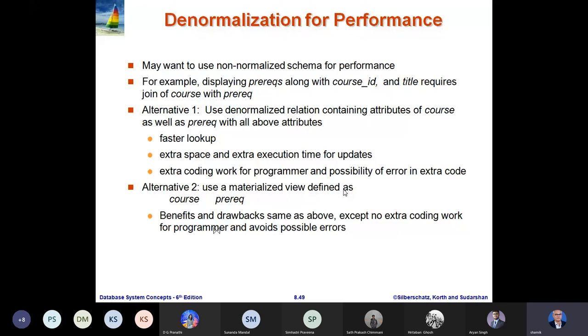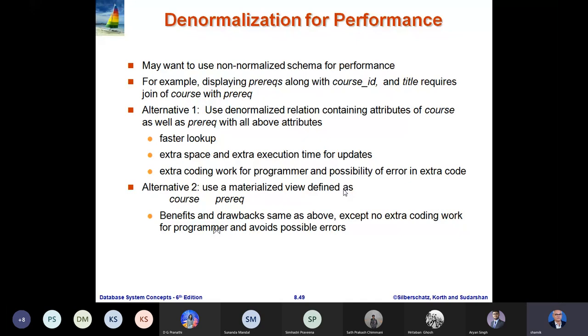We have seen these examples, such as the join with prerequisite to get the course ID and all. So what we can do is selectively denormalize things. We can use a denormalized relation containing attributes of course and prerequisite with all the above attributes for faster lookup, but it will mean extra space and extra execution time for updates, they will have to be done carefully, and for the programmer extra coding work and the possibility of error in the extra code.